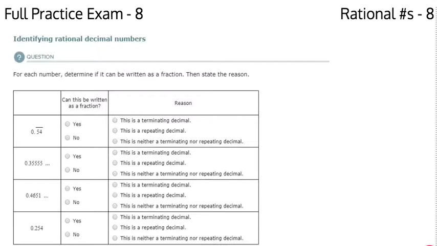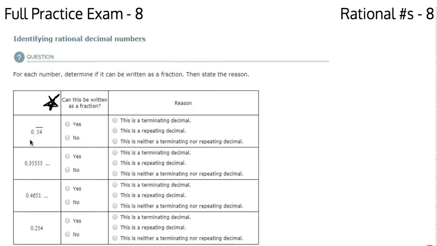Practice exam number 8, rational numbers 8. So again, we come back to deciding if something is rational or irrational. And it asks you in a way where you think about, can this be written as a fraction? Because if something can be written as a fraction, it's a rational number. Okay, so let's take a look at what we have here.